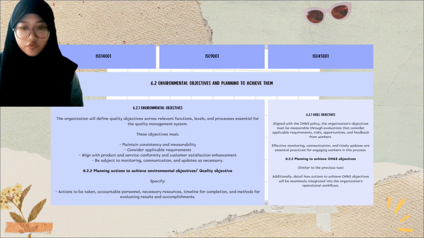Planning action to achieve environmental objectives, we can specify the action to be taken, accountable personnel, necessary resources, timeline for completion, and method for evaluating the result and accomplishment.